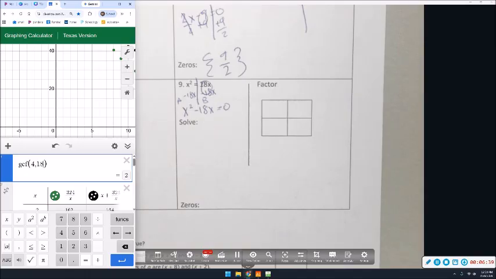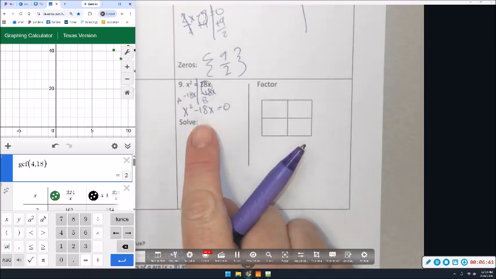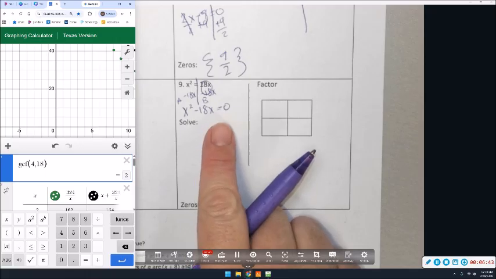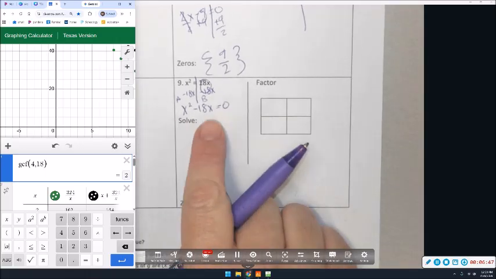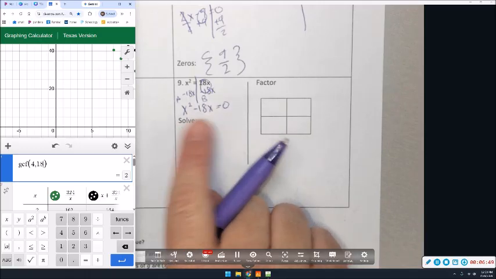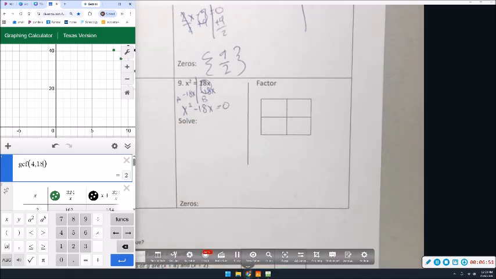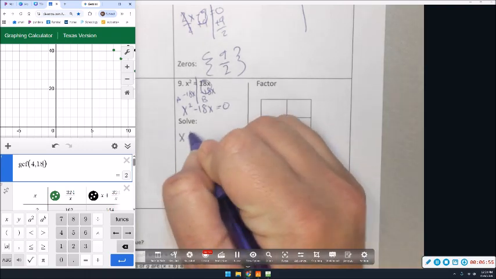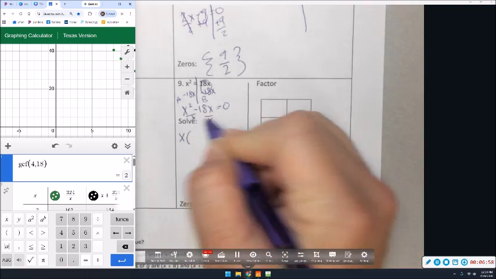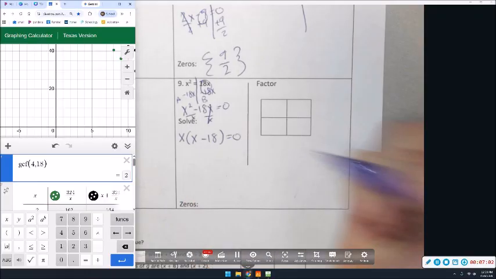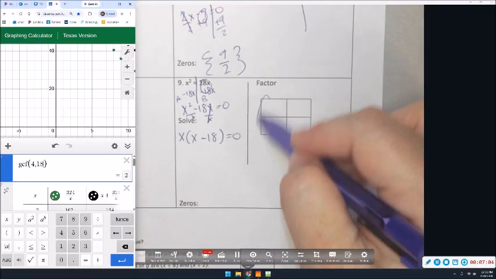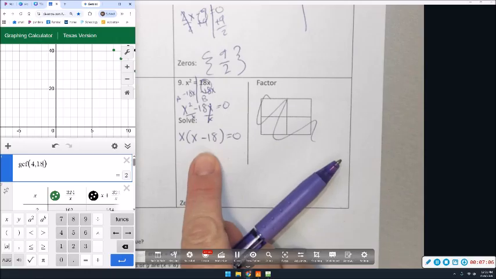I want you to realize this is my a and this is my b. Normally, when we're missing our b term, we do put a plus 0x, right? Here, we don't have to do that because I have a GCF. What do they have in common? It's not a number, an x. So we have to take an x out. And when I take an x out, I'm left with 1x minus 18. Do we even have to do the box here? No. Because I don't have a quadratic after I took out my GCF.